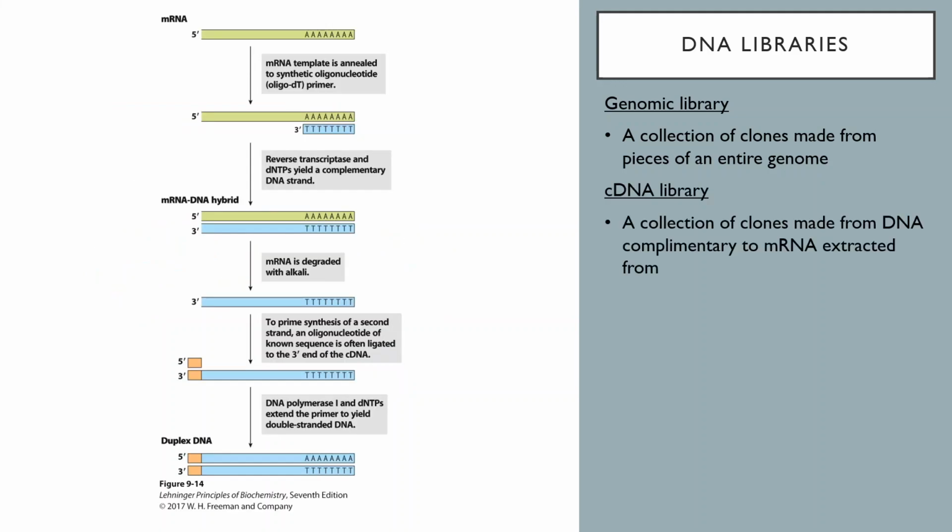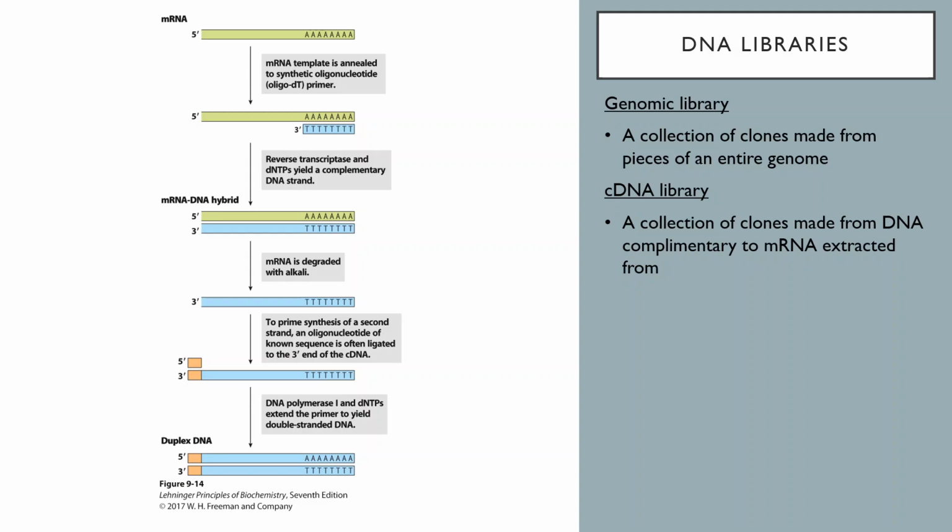So if you're only interested in the coding part of a genome, the parts that actually code for proteins, instead you would make a cDNA library. And this is, again, a collection of clones, but this time you're making the DNA, instead of directly from the chromosomal DNA, from the mRNA. And the mRNA, you probably know, is the RNA copy of a gene that is used to make protein. So if you're making a library just from the mRNA sequence, you're only looking at the coding parts of the gene.